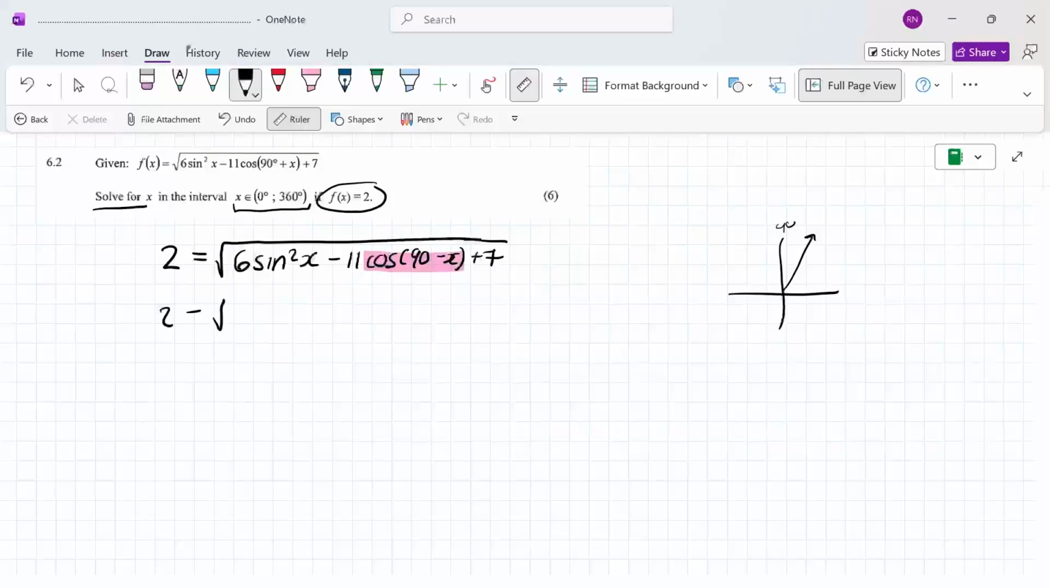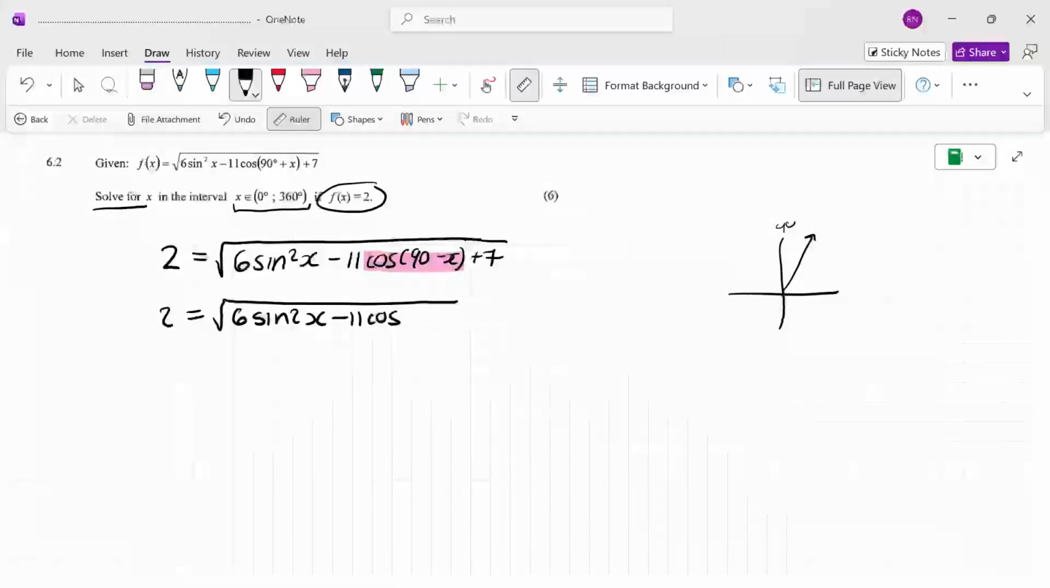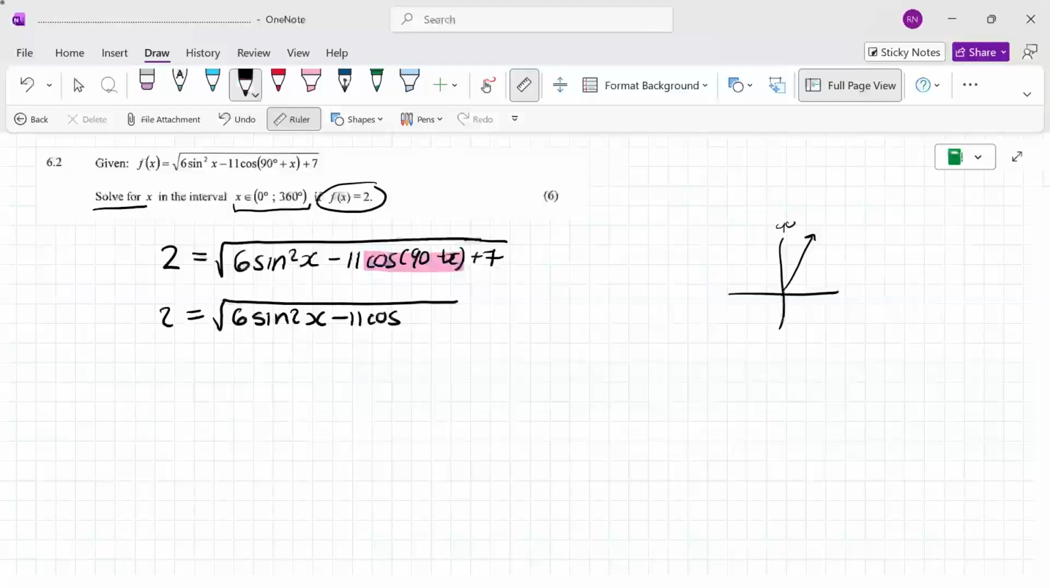2 is equal to root 6 sine squared x minus 11 cos, oh, sorry, plus x. Sorry. Yes, you're right. This is here, and cos is negative in this quadrant. My bad. Sorry, guys. Cos is negative in this quadrant, so this is going to be negative sine x. This is going to give me minus sine x. Yeah. So this is going to be a negative sine x plus 7.